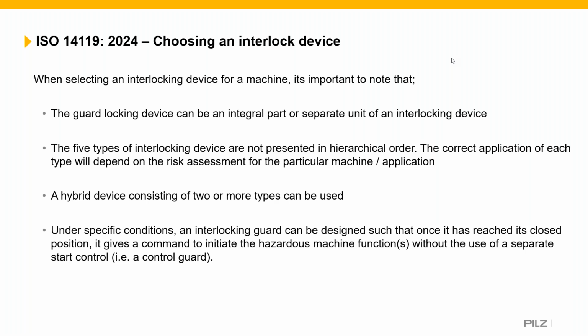And also, depending on specific conditions, the interlocking guard can be designed so that once it's actually been closed again, it can give a command to initiate a machine function without the separate use of a start control. So in essence, what's termed as a control guard. But again, there are specific conditions and things that you have to ensure that you can meet in that type of application.